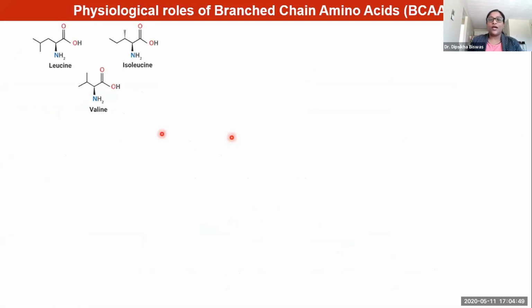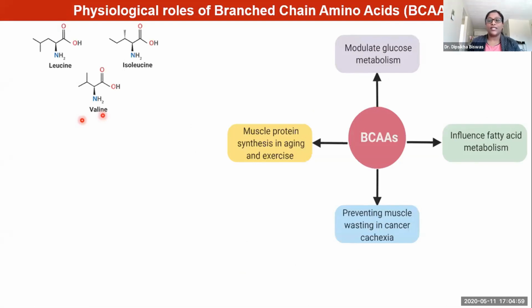So branched-chain amino acids, or BCAAs, are comprised of the three essential amino acids, leucine, isoleucine, and valine, and they have been attributed with diverse physiological roles like maintaining the balance between protein synthesis and breakdown, and modulating glucose and fatty acid metabolism in various tissues.